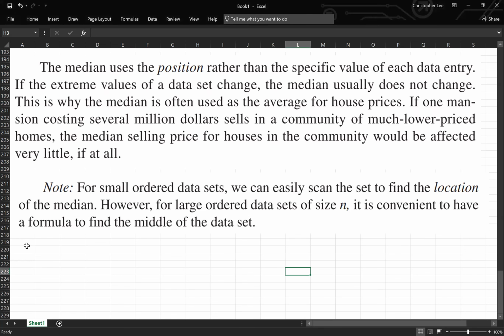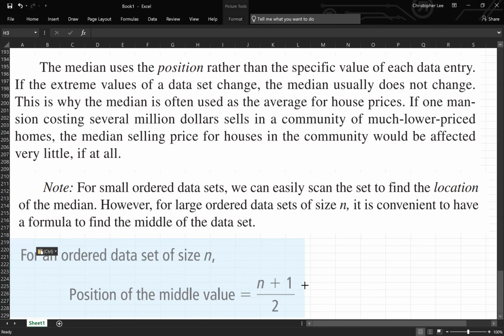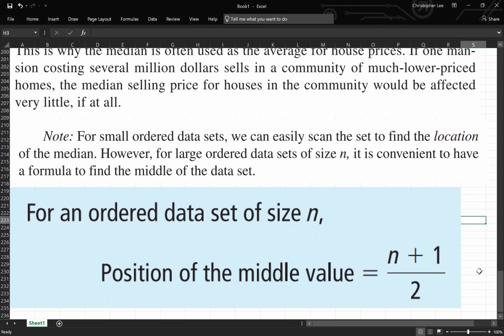So let me give y'all that magic formula. I feel like it's not on the formula sheet though. Yeah, this formula is not on the formula sheet, but let's talk about it real quick. I feel like it's really useful to know. For an ordered data set of size n, the position of the middle value is going to be equal to (n plus 1) divided by 2.